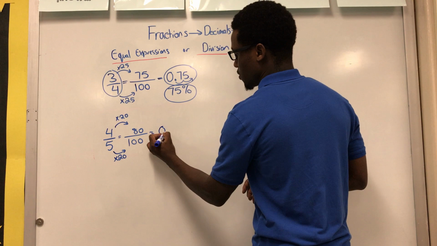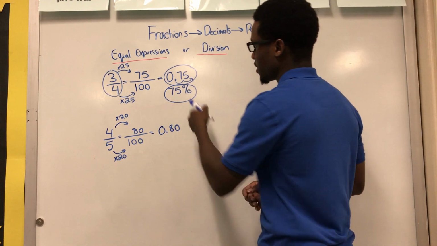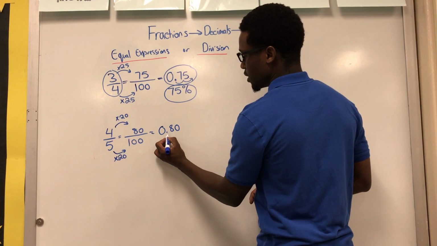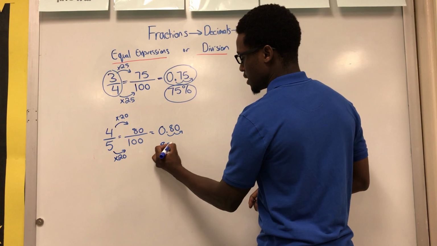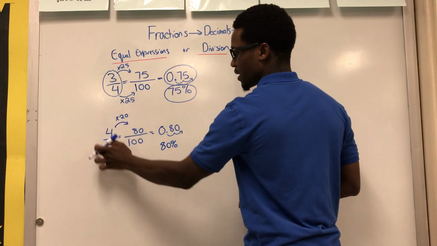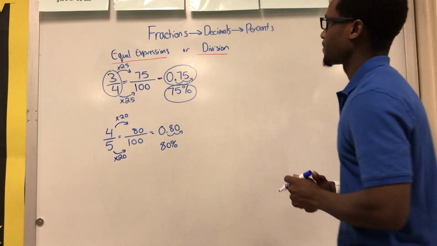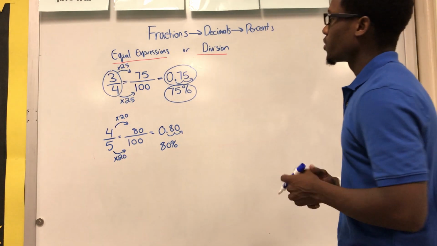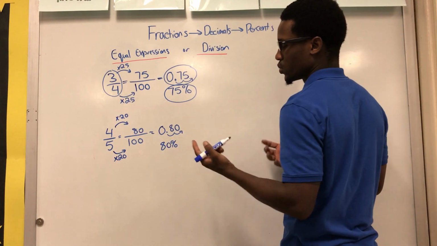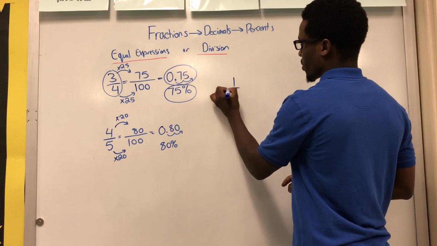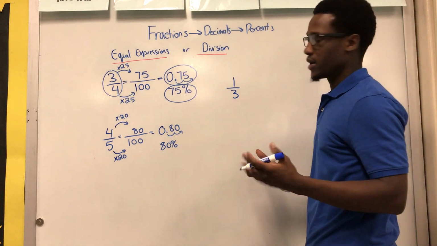Now, 0.80 will give us 80 hundredths. Now to simply turn that into a percent, move this over twice to get 80%. So once again, we have our fraction, our decimal, and our percent over here. Now, there's another way we could do this as well. Sometimes numbers don't go nicely into 100, such as 1/3. So what we can do is the division method here.